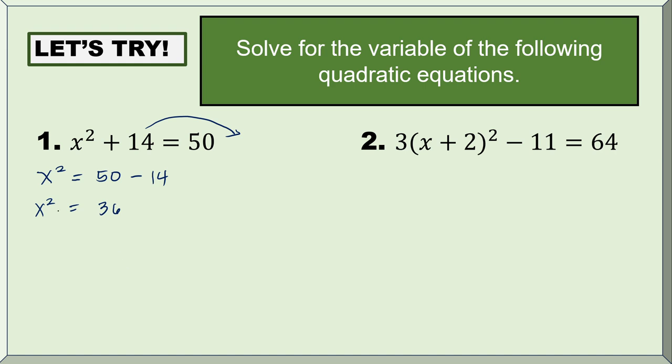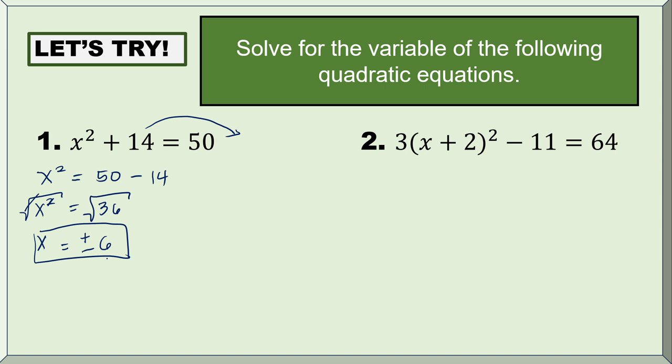And then after that, apply the square root property. Square root of x squared is x equals square root of 36 is positive and negative 6. Therefore, the values of x for this equation are positive 6 and negative 6. How about in number 2?